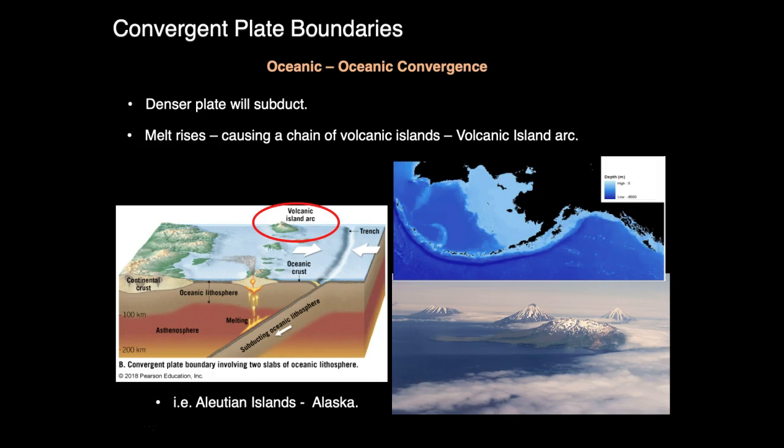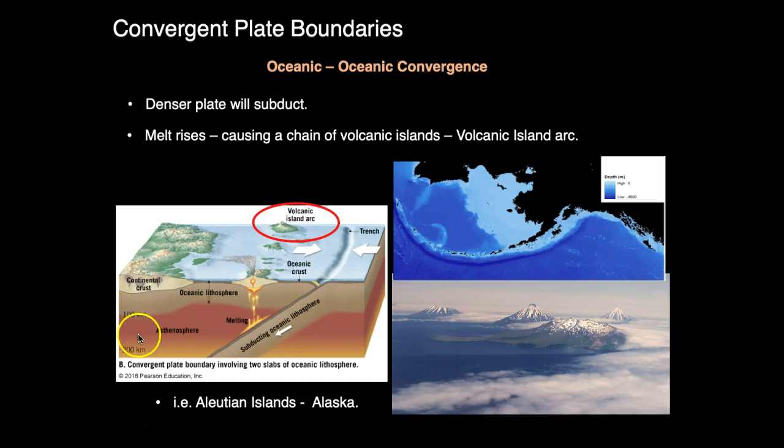So a great example of this is the Aleutian Island arc in Alaska, as the Pacific plate is getting subducted underneath the North American plate. But other examples are, for example, the Mariana Island arc and the Tonga Islands as well in the Pacific.